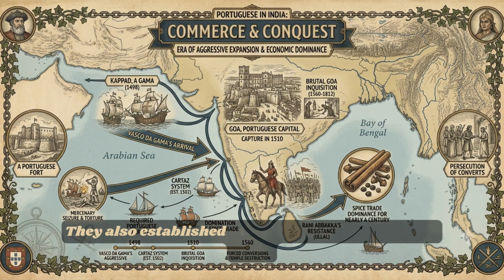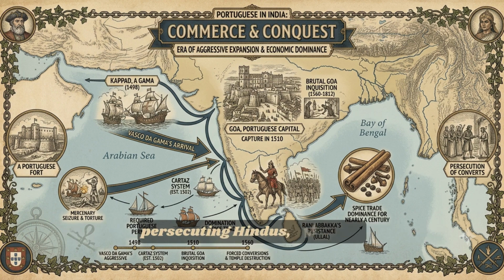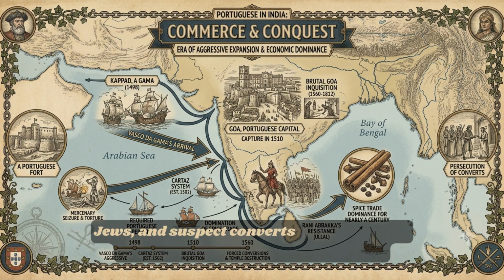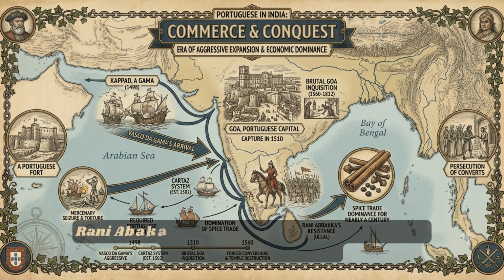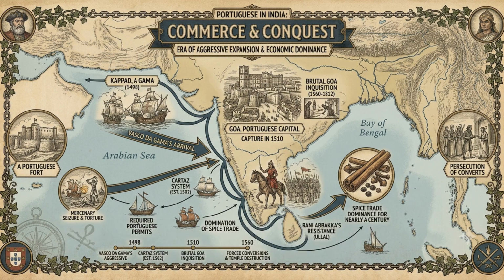They also established the brutal Goa Inquisition in 1560, persecuting Hindus, Muslims, Jews, and suspect converts through forced conversions and temple destruction, which remained in effect until 1812. Rani Abbakka of Ullal notably resisted Portuguese advances in Karnataka.